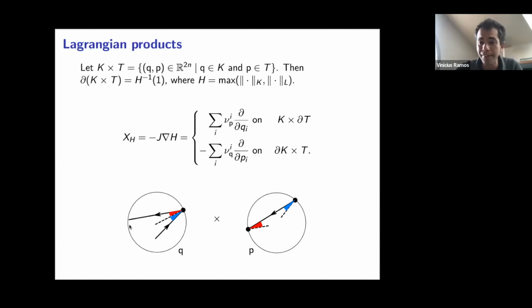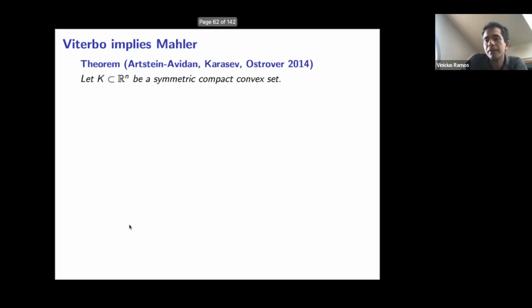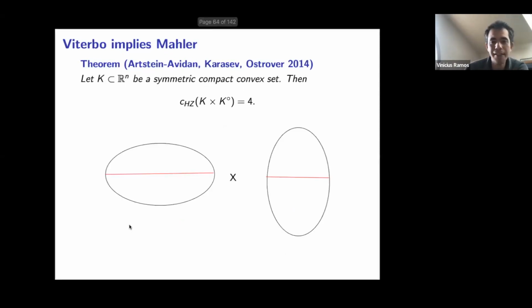In particular, if K and T are the disk, then these will be two billiard trajectories on a disk, like standard Euclidean billiard trajectories on a disk. Now that this hopefully makes sense to you, we can quickly show the idea of Artstein-Avidan and Ostrover's theorem. Suppose that we take an origin symmetric compact and convex set in R^n. Then the main thing they proved is that the Hofer-Zehnder capacity, the minimum action, is always equal to 4, no matter what K is.